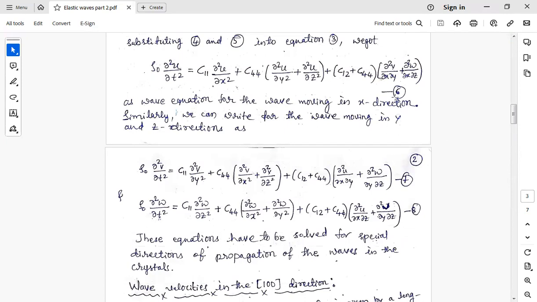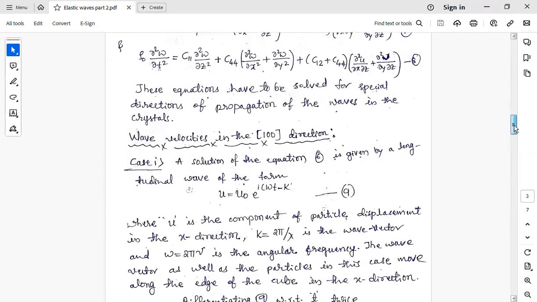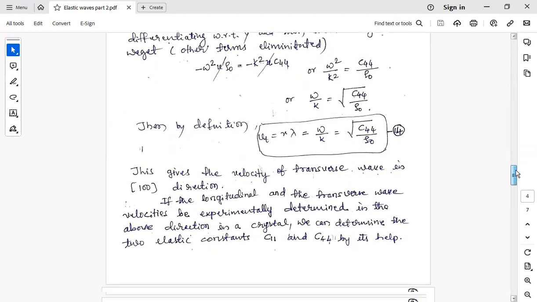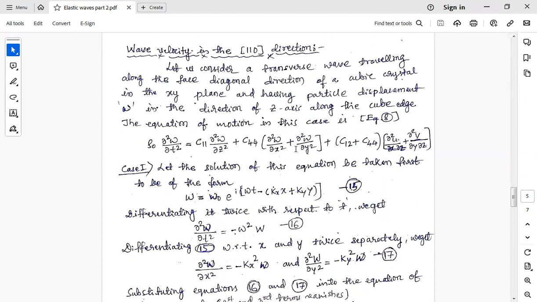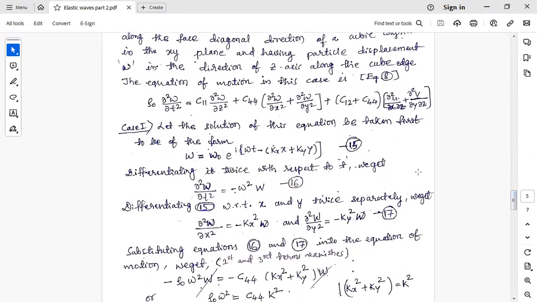Equation 6 is for the x-axis, 7 is for the y-axis, and equation 8 is for the z-axis. When the vibrations are along the z-axis, we have to use equation 8. So this equation 8 I am taking here. So this we have to take. Now case 1 again, and the solution of this equation 8, we will assume that it is of this kind.